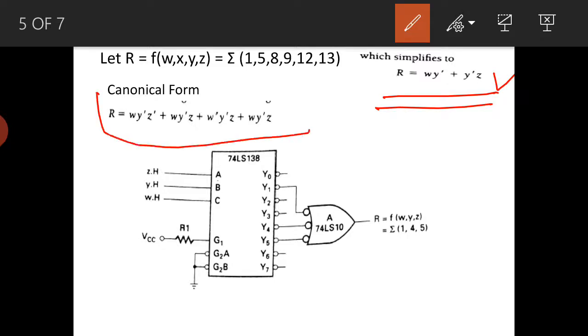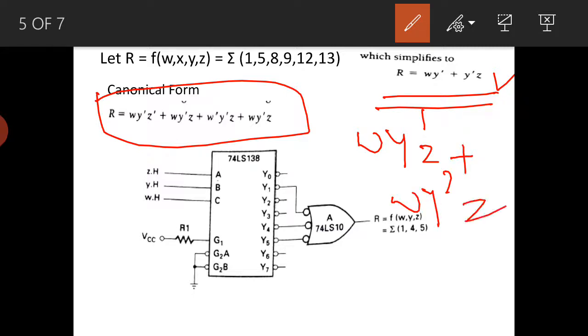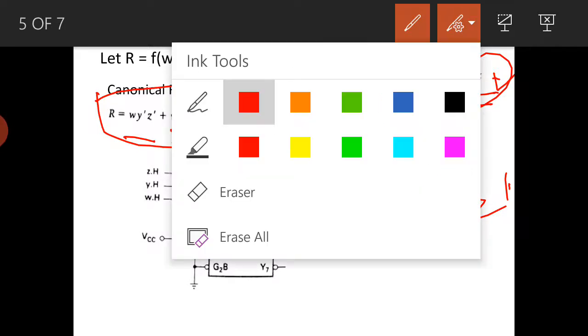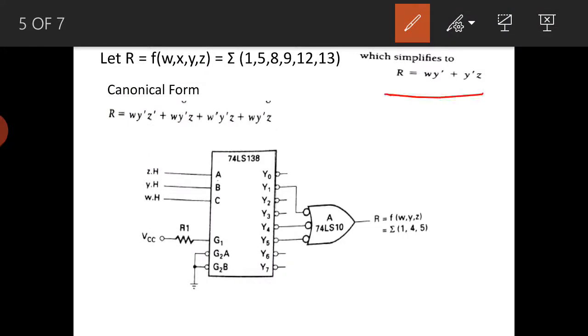In the canonical form, by considering all the input variables, for w bar x bar the missing variables are y and z, so it can be y z, y z bar, y bar z, y bar z bar. The same thing is written here. One more term is y bar z. For y bar z the missing variable is w, so it can be w bar y bar z and w y bar z. So this is the canonical form of the simplified version.